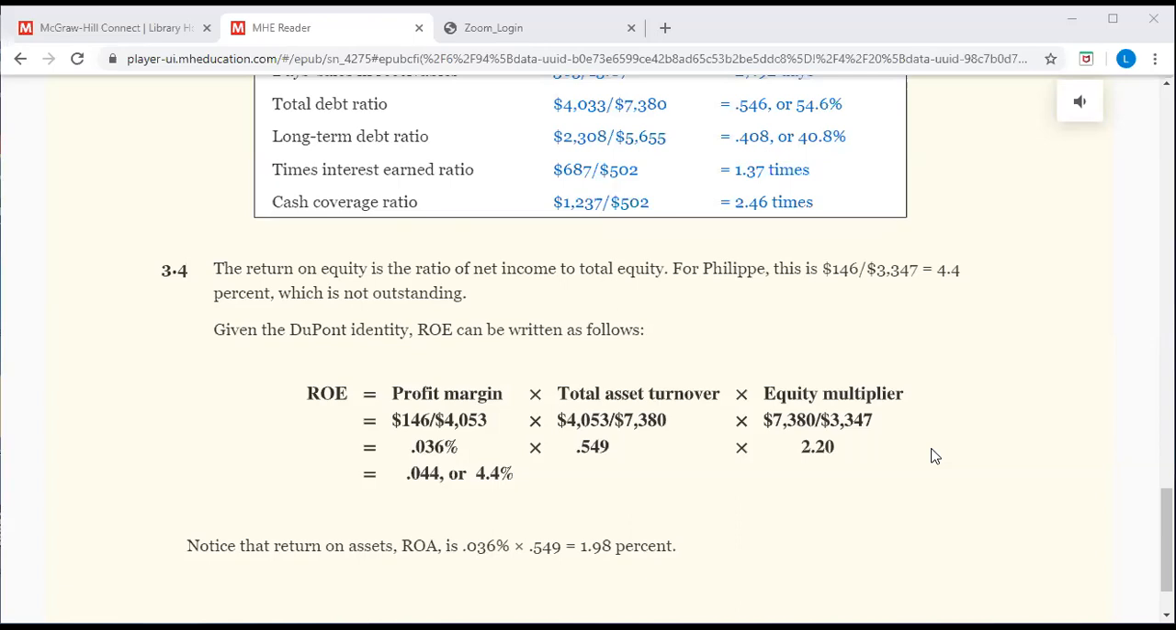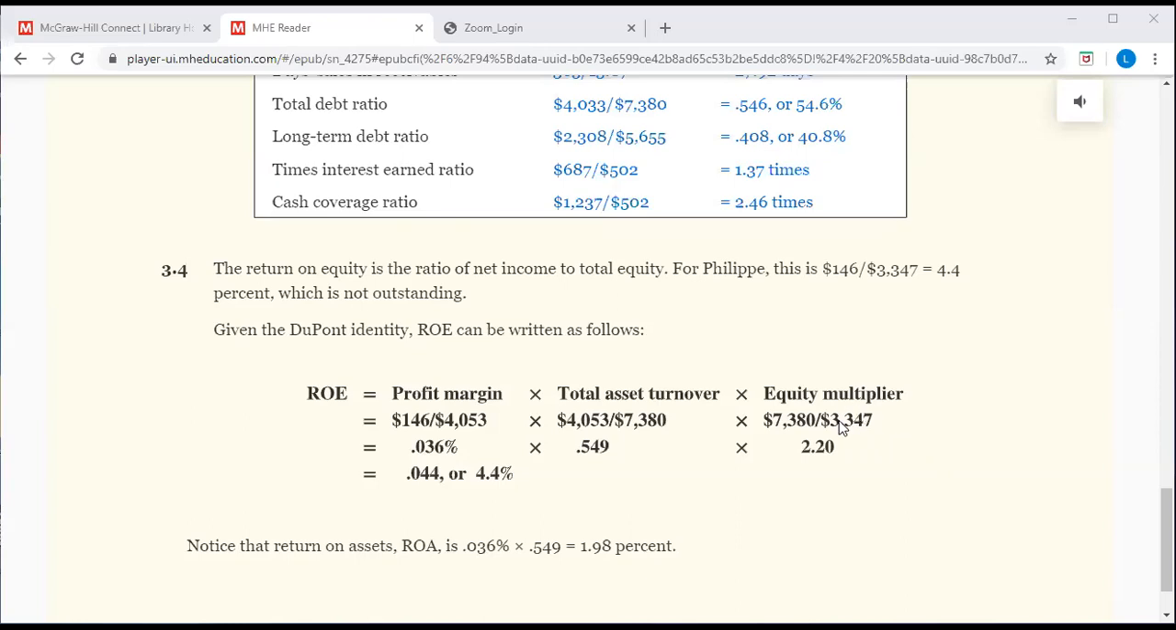Total asset turnover is sales divided by total assets. So how well does it use assets to produce sales? So for every dollar of assets, the company produces 0.549 dollars of sales. And then the equity multiplier, which is determined by taking total assets divided by total equity, and that's 2.20.